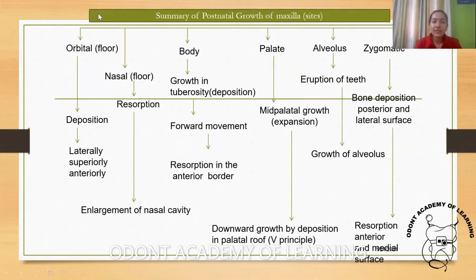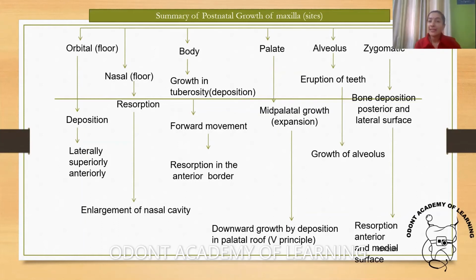So the first is at the orbital floor. In the orbital region, deposition of bone will occur laterally, superiorly, and anteriorly, right? Because the maxilla has to go in a forward direction. The next major site is your nasal floor. What happens at the nasal floor region? Resorption of bone will occur, so that there is enlargement of the nasal cavity. Because if the nasal cavity is not enlarged, how will the maxilla grow? For that to occur, there has to be resorption of bone, right?